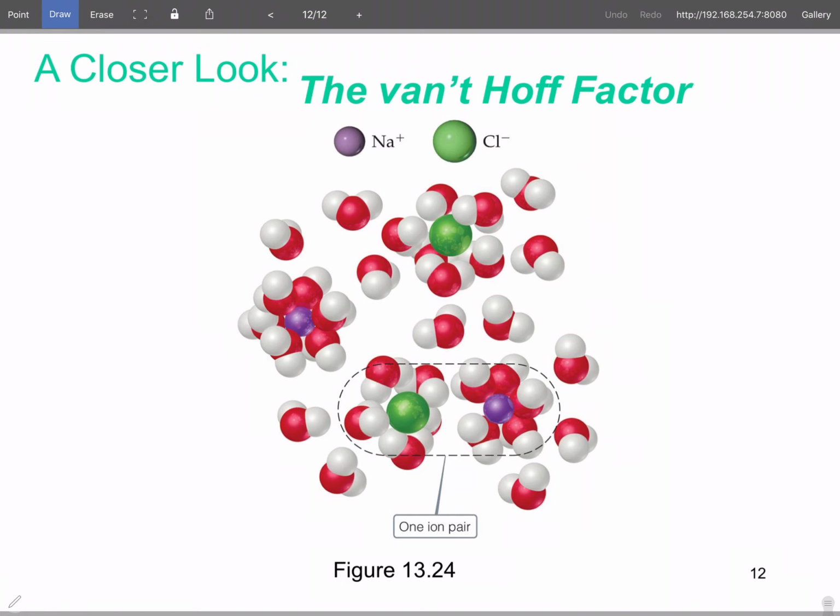And this is a closer look at the Van't Hoff factor. We went through it as ion pairing, but in this closer look, they go through the same thing we pretty much did. So if you didn't quite catch it all, you can find the Van't Hoff factor in this section right here.